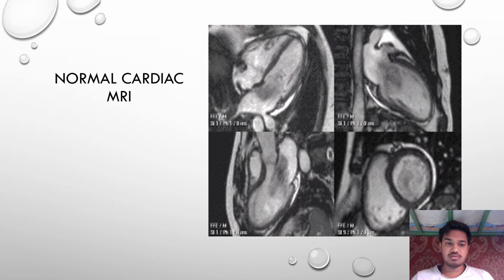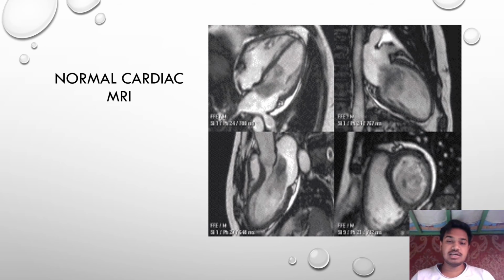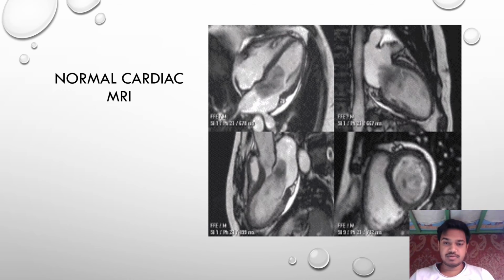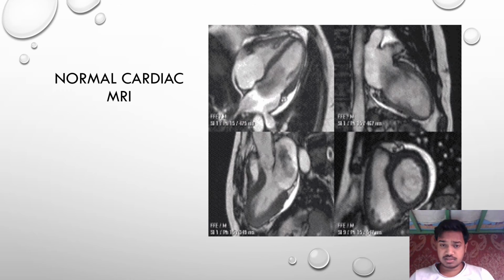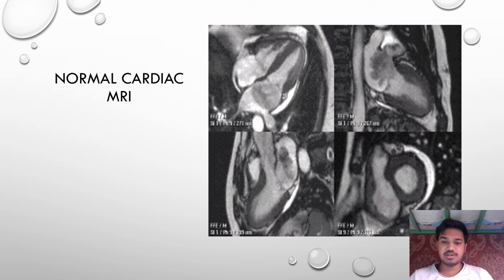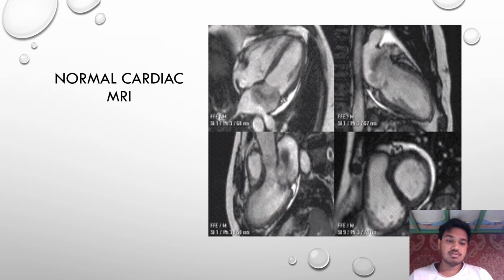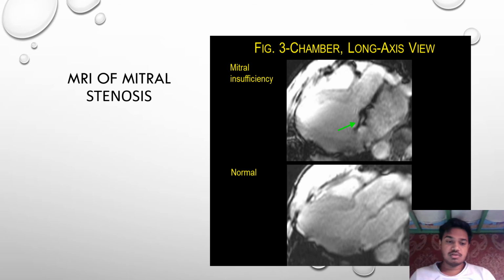Moving on. This is the normal cardiac MRI. We can see the MRI here normally. Different angles are present. Moving on. These are the MRI of mitral stenosis. Here we can see, ma'am, the problem in MRI. Here it is a normal MRI of a heart.